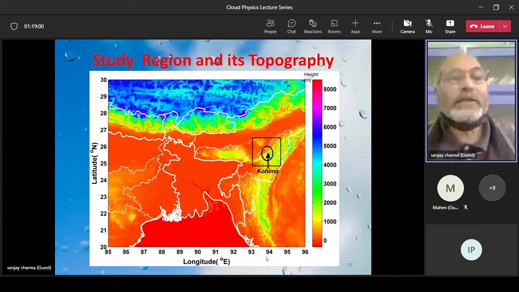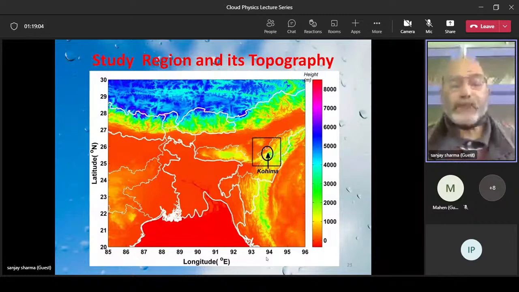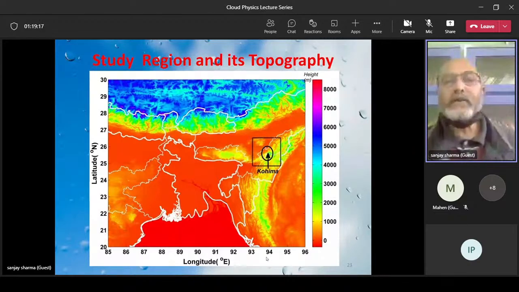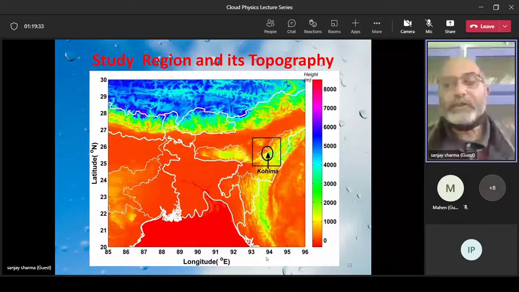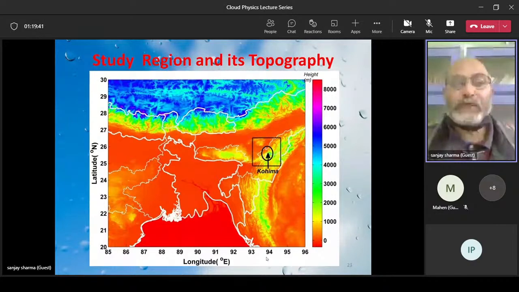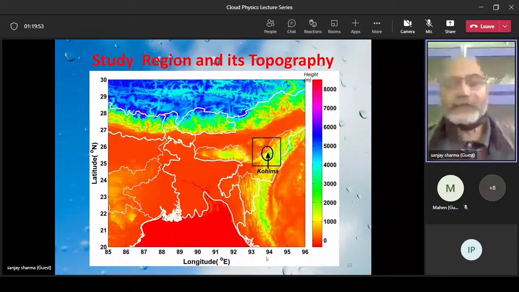These results are over the northeastern or eastern part of India, which has very complex topography. This region consists of terrain from mean sea level up to 6,000 meters of height, with the Himalaya in the north, and in the eastern side the Patkai hill range, where Kohima, one of our stations, is situated. Adjacent to this, on the west side is the Meghalaya plateau, on the east side is the Myanmar plain, and nearby are Bangladesh and West Bengal. So this is our study region, and on the south side is the Bay of Bengal.